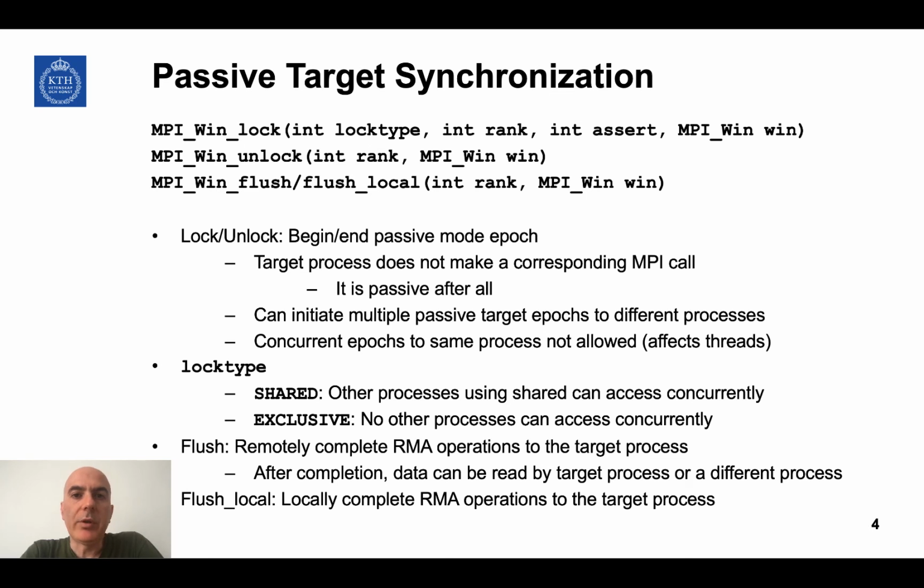Then we have an operation called MPI flush. MPI flush remotely completes the RMA operation to the target process. So after completion, data can be read by the target process or a different process. So flush basically ensures that the RMA operation is complete. And we also have flush local, which is similar to the flush operation, but ensures that the RMA operation is locally complete.